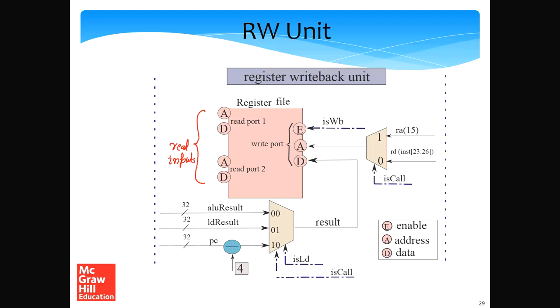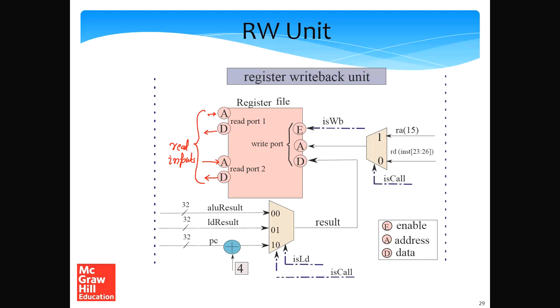Basically there were two read ports. A port is an interface. So there were two read ports, read port 1 and read port 2. Read port 1 took in an address, and it gave out the data. Similarly, read port 2 took in an address and gave out the data. So the register file also needs a write port where we will write in something. The value that was computed needs to be written into the register file.